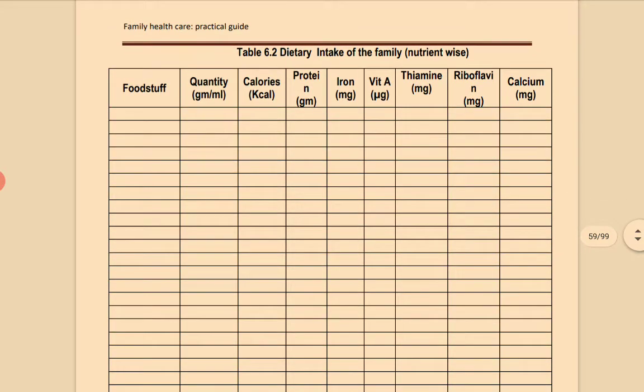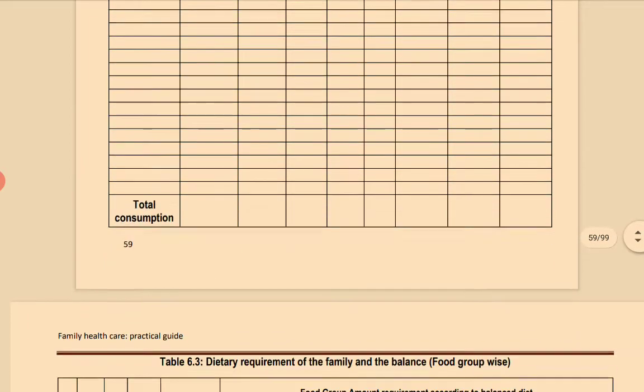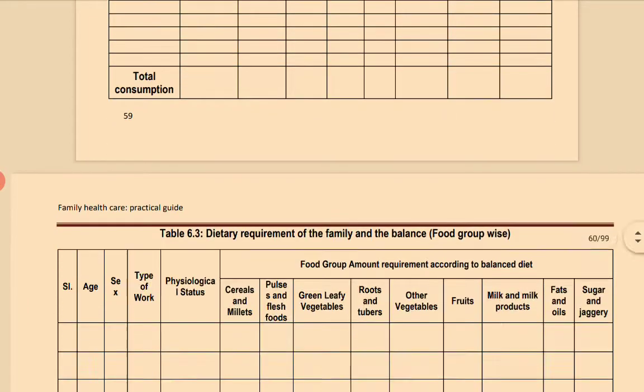From that, you will get two things. First is the amount of food items, and also you will get the nutrient from this table. It is from the NIN, Nutritive Value of Indian Foods book. So you will write the foodstuff here, you will write the quantity, and from the book you will get the amount of protein, iron, etc. in 100 gram of that. So you will be able to calculate the nutrients. So you will write the total consumption here.